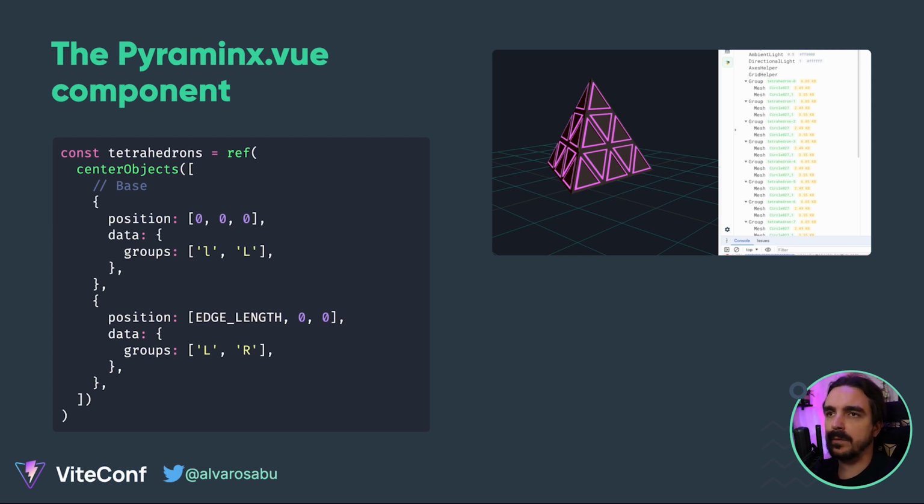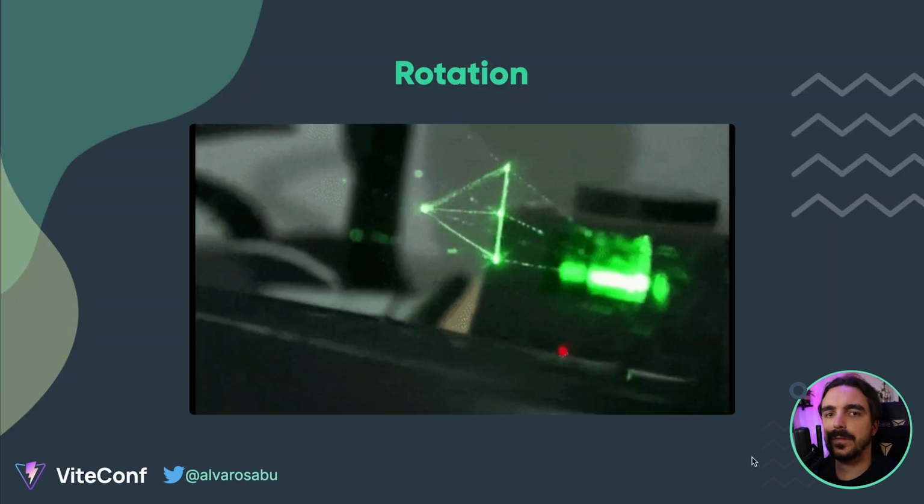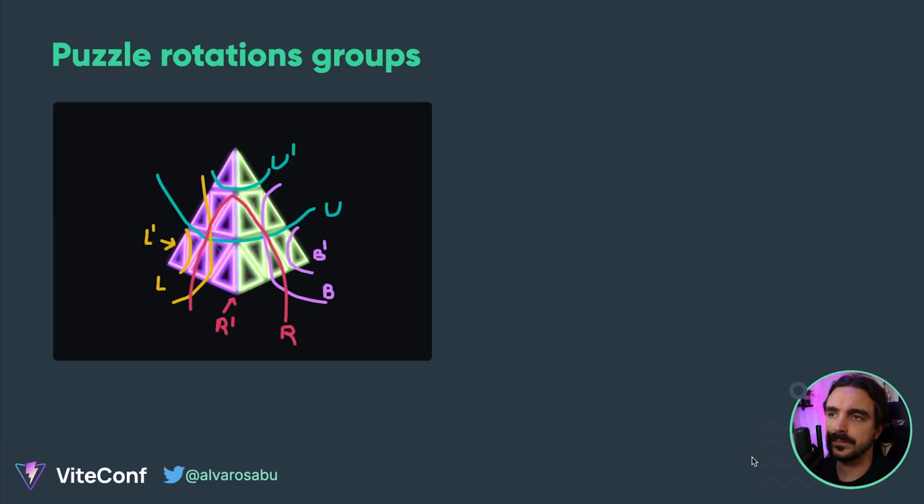This is a preliminary photo that I sent to Patek at the beginning with all the different groups and meshes created in the start. Then let's talk about the rotation, which was probably the most difficult part of all. So this is how the rotation groups of the Pyramix puzzle look like. And I know it's kind of difficult to understand, so I'm gonna try to explain it as much as possible.